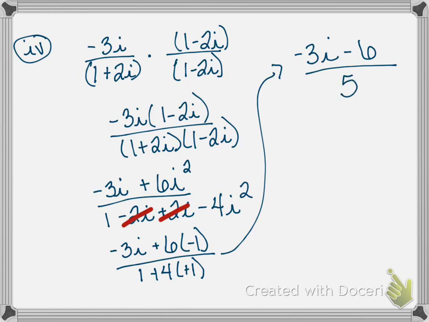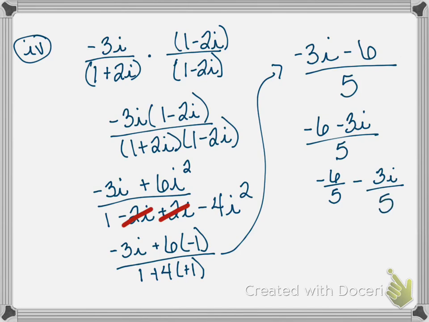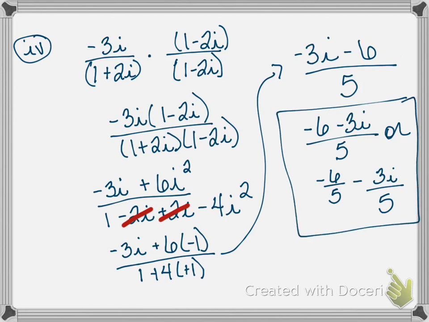Now, to keep it written in standard form of a complex number, I need to move that -6 first. So I'm going to have -6 minus 3i, okay, because that's standard form of a complex number. -6 minus 3i over 5 is a perfectly acceptable answer. A lot of students will split that and write it like this. And I want you to know that either way is fine. I'm comfortable with either. Okay?